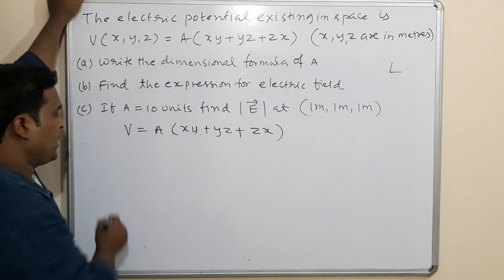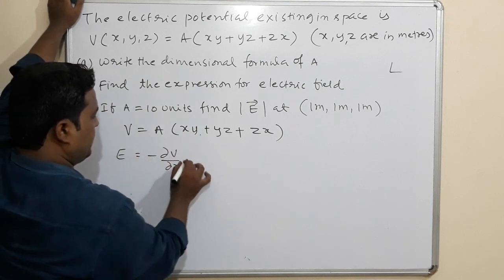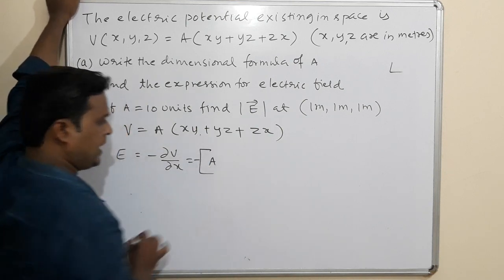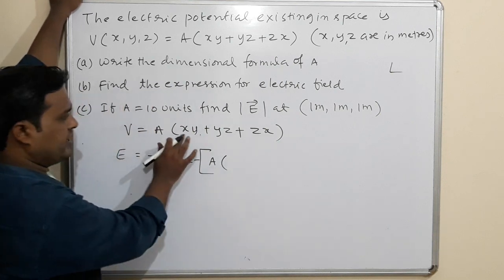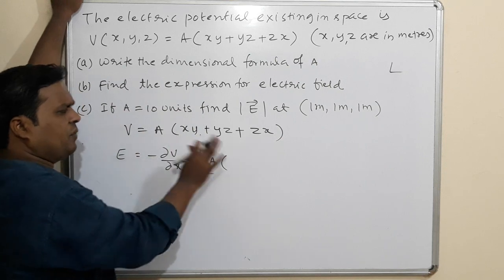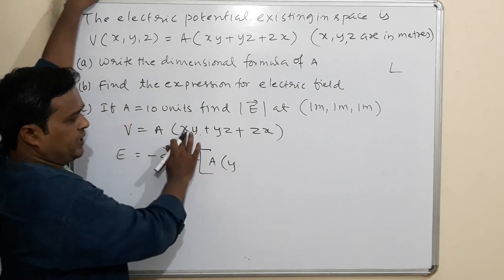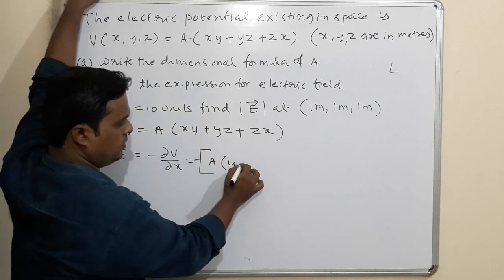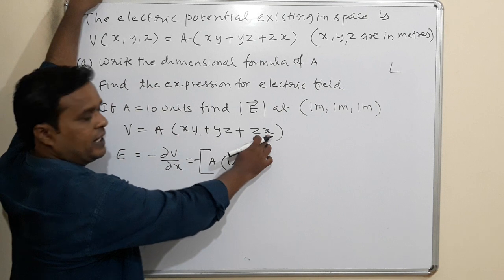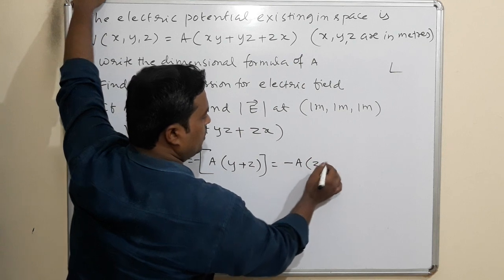Then I want to find all the three components. First I will try to find Ex, which is minus dV by dx. This will be minus A. Then I will differentiate this term with respect to only x. I will leave A because it is constant. If I am differentiating with respect to x, treat y and z as constant. Y is constant, differentiation of x is 1. Plus x is constant, z is constant, differentiation of x is 1. This is z. Then it will be overall minus A into y plus z.